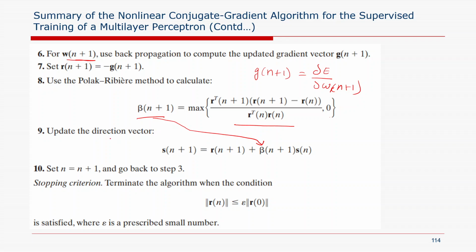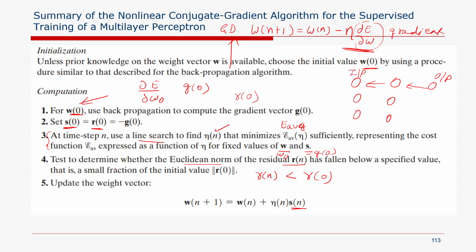Now, after calculating the beta parameter, we can update the search direction as s of n plus 1 equal to r of n plus 1 plus beta of n plus 1 and s of n. And next, you set the step size, this thing as n plus 1. And then we will go back to step 3.